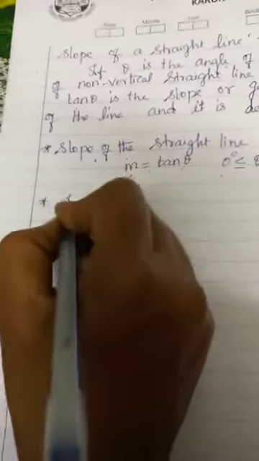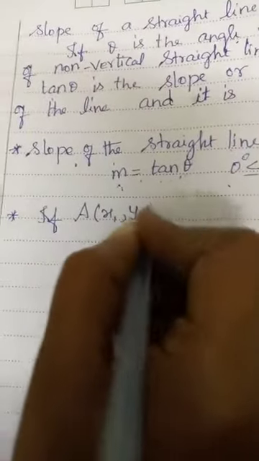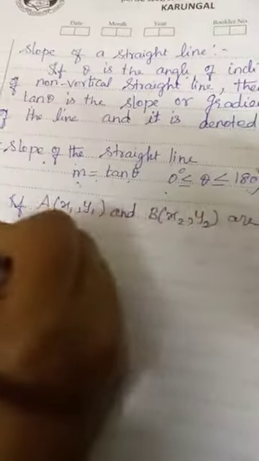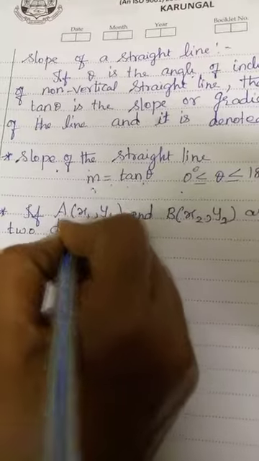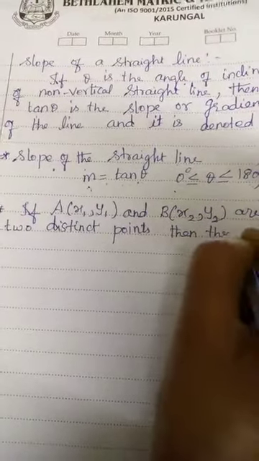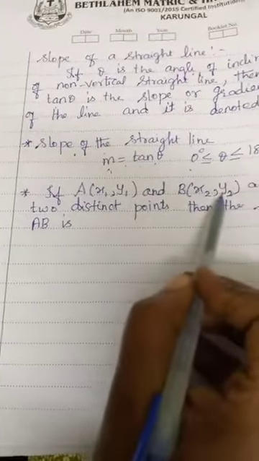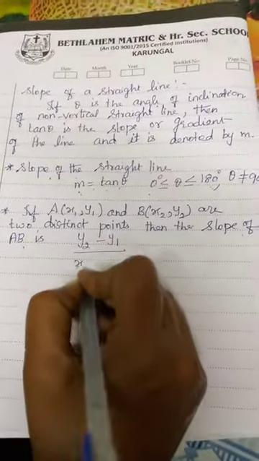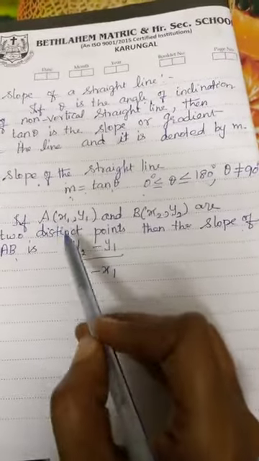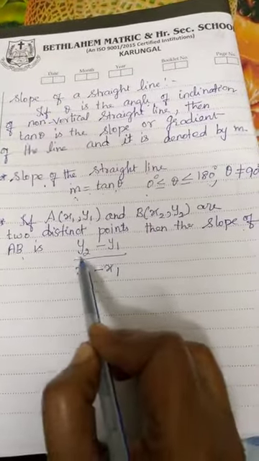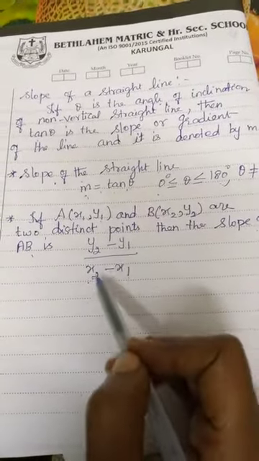Shall we move to the next formula? If A of x1, y1 and B of x2, y2 are two distinct points, then the slope of AB is, what is the formula? When two points are given and we are asked to find the slope, we use the formula y2 minus y1 by x2 minus x1. This formula is also important.